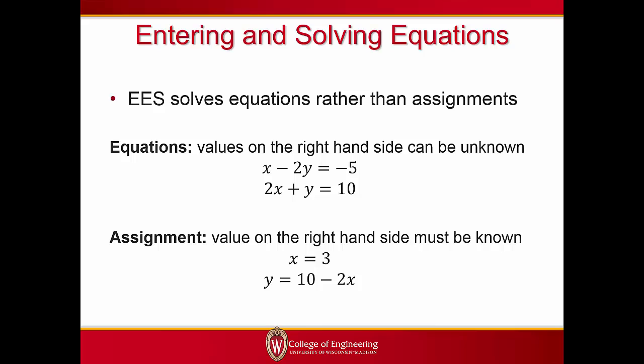We could rearrange these using algebra, as I've done on the lower set of equations, to result in an assignment. In an assignment statement, the value on the right hand side must be known. So we could rearrange these and find that x equals 3. We would assign the value of 3 to x and then plug that into the second equation, y equals 10 minus 2x, in order to find both the values of x and y. Ease, rather than requiring algebra, allows us to focus on the mathematical model and solves the equations simultaneously.